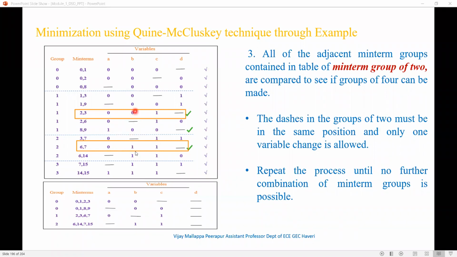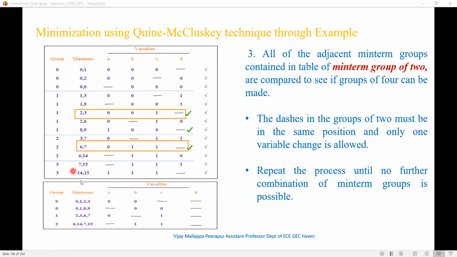We have only one variable change, so that we can make a group of 4 minterms, and we can eliminate the variable B, and the eliminated variable is represented by a dash. So that what we have 2, 3, 6, 7 is 0. The eliminated variable is B, so that we have represented that by a dash. This is 1 and dash here.